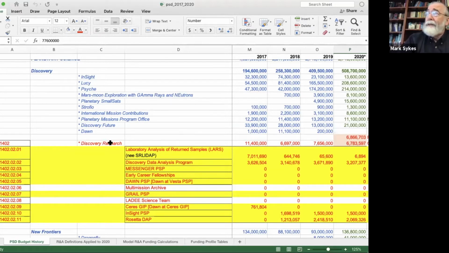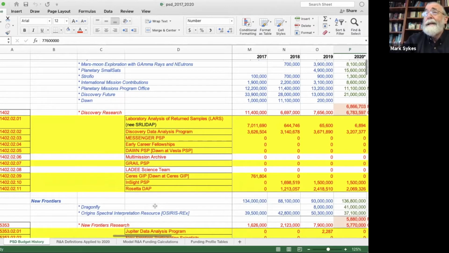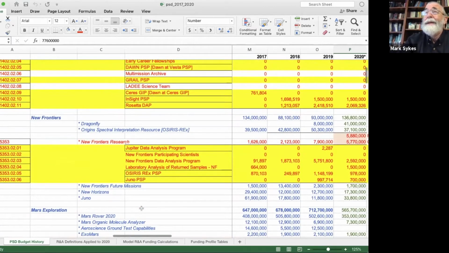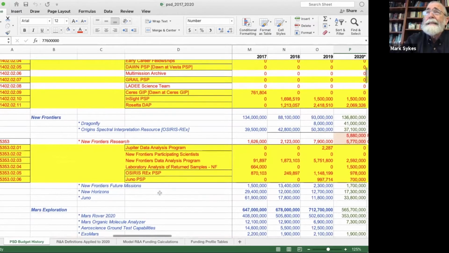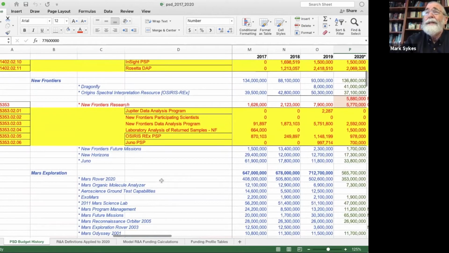And under the Discovery research, there's a bunch of programs that fall in. And then there's some that I wouldn't include, like the Lucy science team. And again, you've got the numbers, you could apply things and see how it all works out. There's Dragonfly, that's not RNA, that's a mission. But there are data analysis programs here. And OSIRIS-REx PSP, so we'll include that as well.